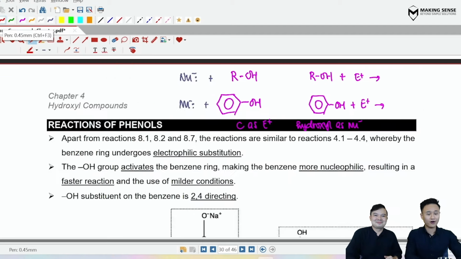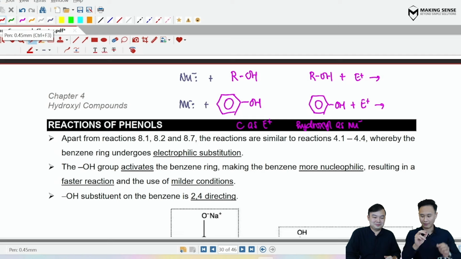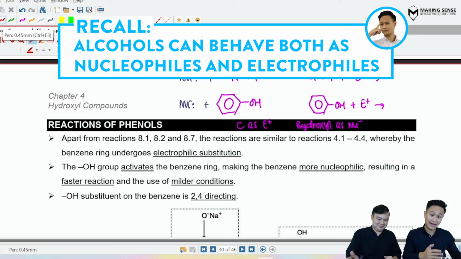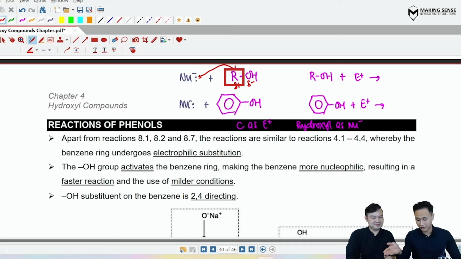That's right. Finally, we just spoke about the nucleophilicity of phenols. Now we can finally talk about the reactions of phenols. But just before that, remember again, alcohols can behave as nucleophiles and electrophiles. If you push a nucleophile to a normal alcohol, the nucleophile can attack the R group, or the carbon, because the carbon is electrophilic, and it breaks the C-O bond and releases the OH minus.